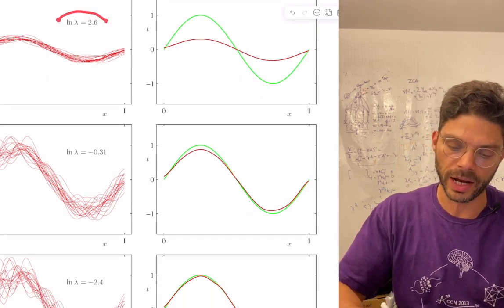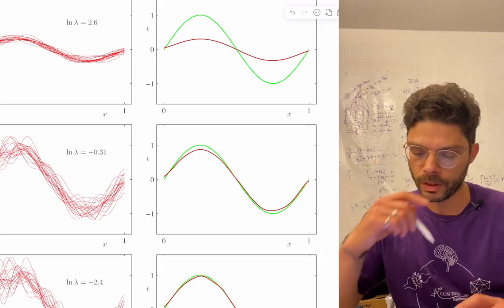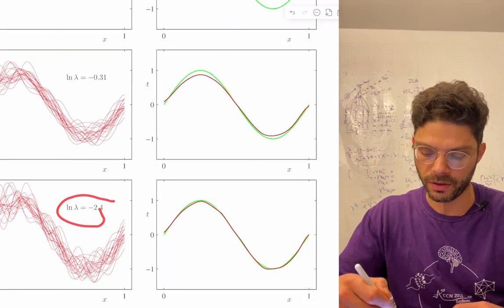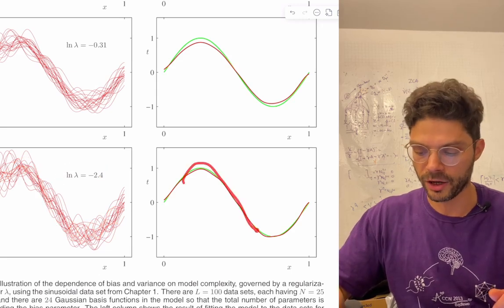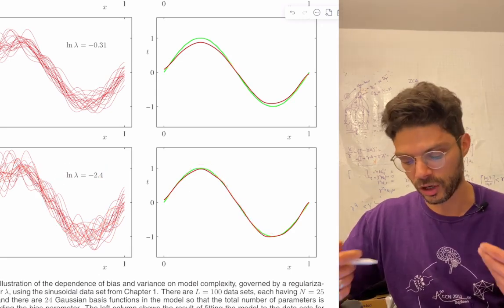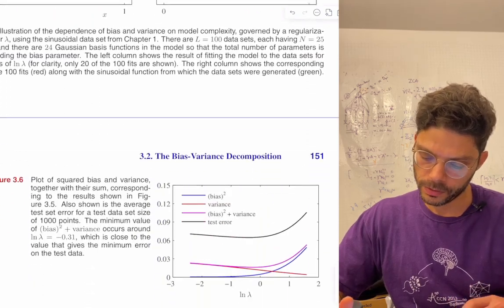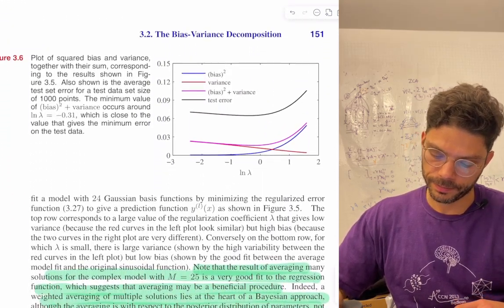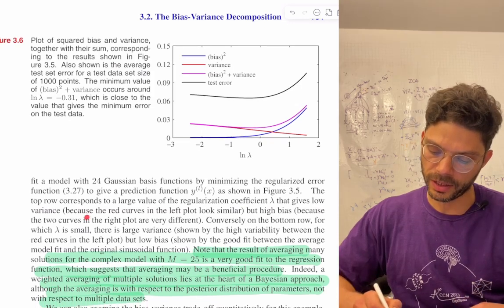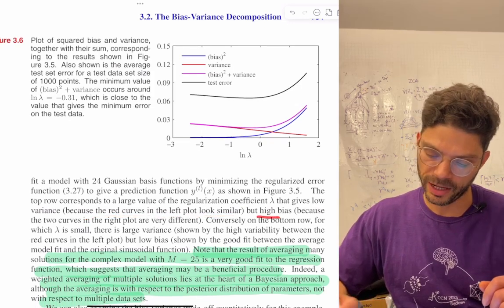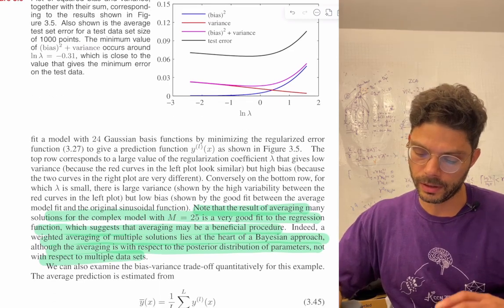At high regularization, the fits are all well behaved, but you have quite a bit of bias. As you reduce the regularization, the bias gets very small, but you start getting all this crazy wiggling behavior. So variance is going up, but your bias is essentially zero. This shows the dependence of bias and variance on model complexity. The top row corresponds to a large value of the regularization coefficient, which gives low variance because the red curves in the left plot look similar, but high bias because the two curves in the right plot are very different. And then the opposite as we go down.